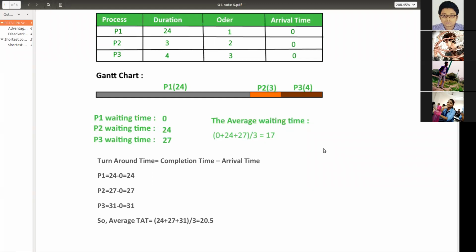So in that way, we get the waiting time, and we can take the average of it again as we did for turnaround time. Here it will be 17. So this was our first sum, the first example of FCFS, which we already saw in the last class.